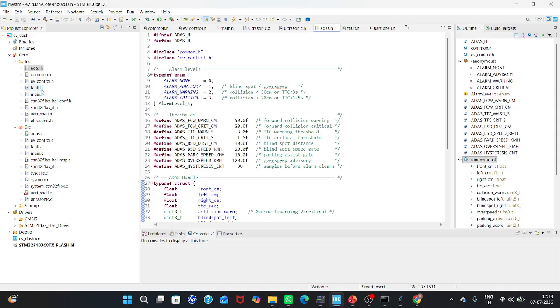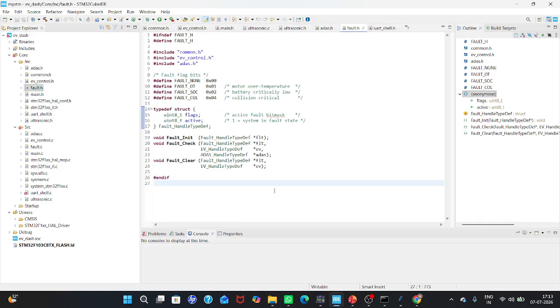Next, fault.h. This file handles fault management. It checks motor overheating, battery level, and collision status. Whenever a critical fault occurs, it sets fault flags and safely stops the vehicle.